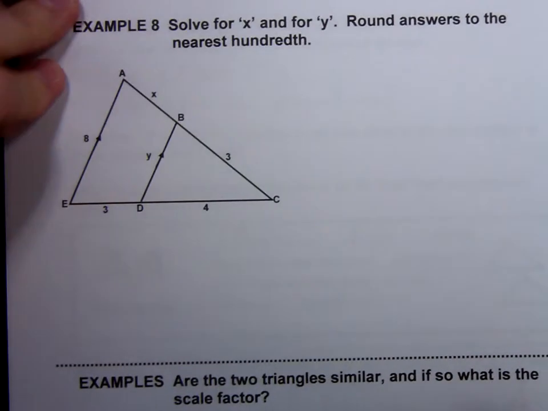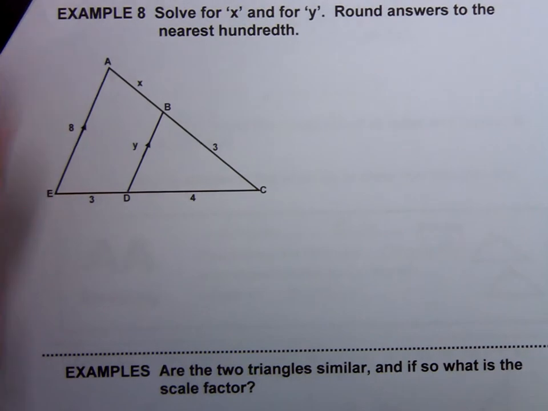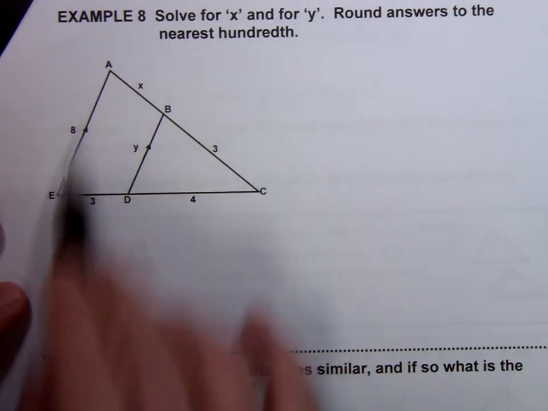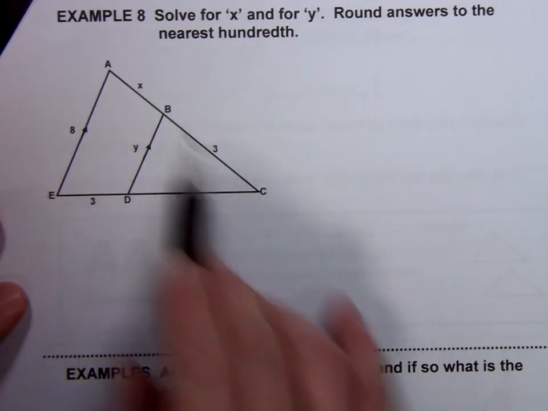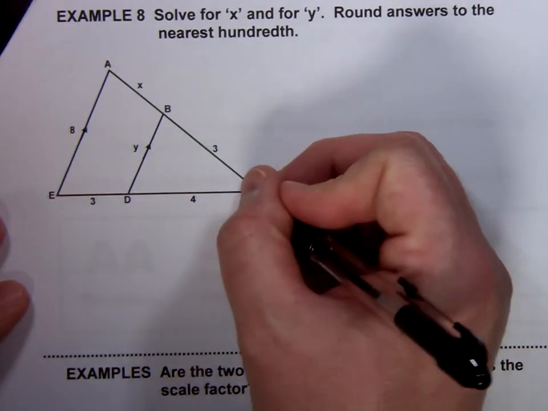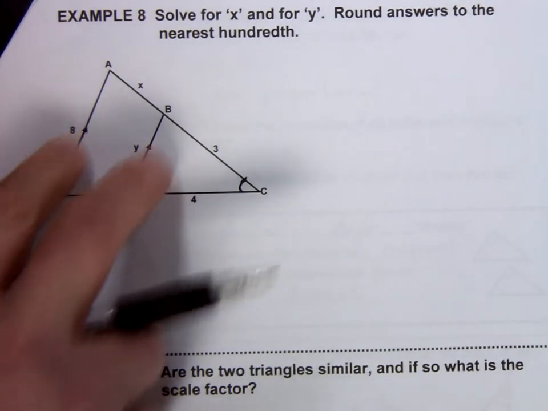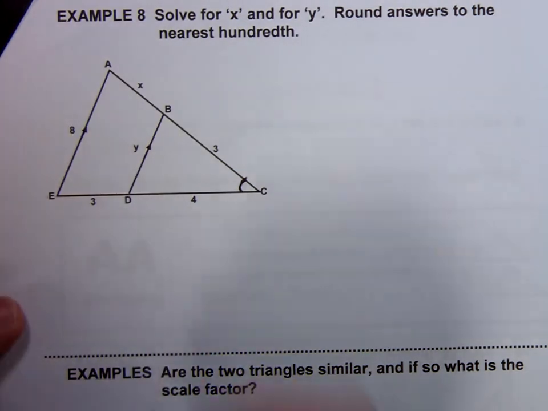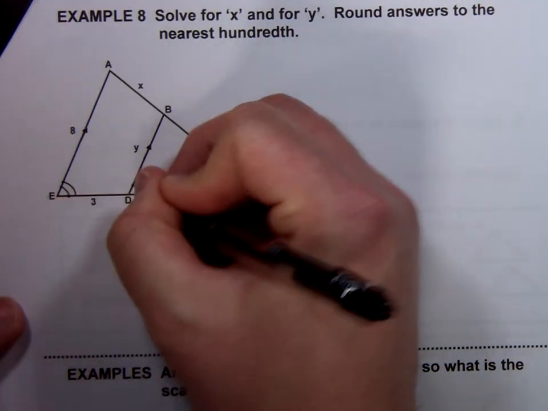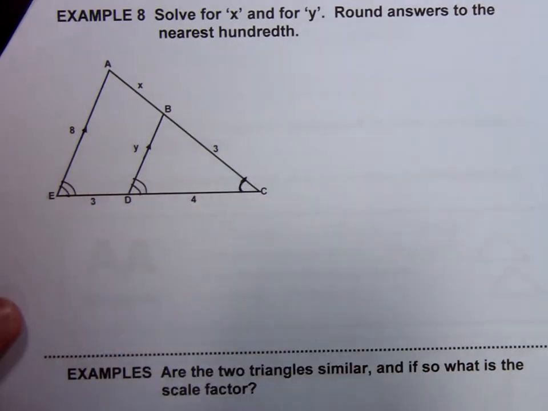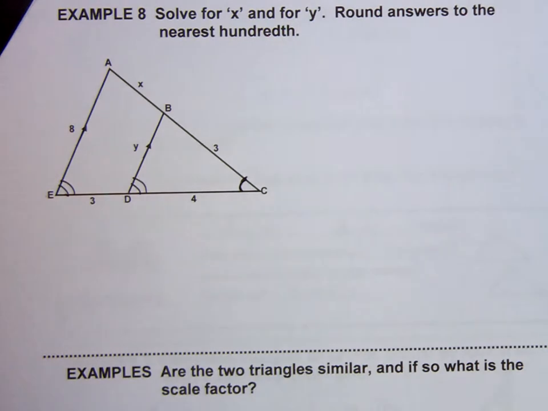Alright, so let's try to use this to solve for x, find some missing pieces, solve for y. Alright, so on example 8, we want to solve for x and y and round to the nearest hundredth. So we should see the larger triangle and we should see the smaller triangle in here. Okay, I know that they are sharing angle C. And then I also noticed that these are parallel. So because those are parallel, I know that these corresponding angles are congruent. We've got parallel lines, transversal. These are at the same place at those two different intersections. They're corresponding angles.